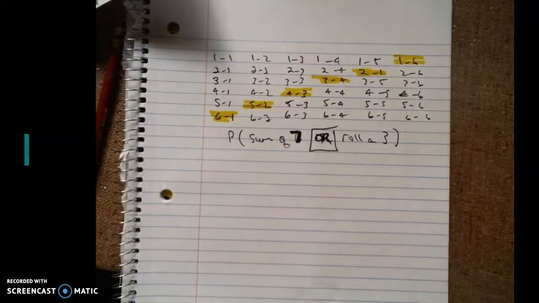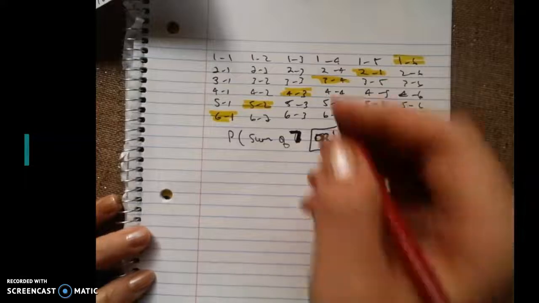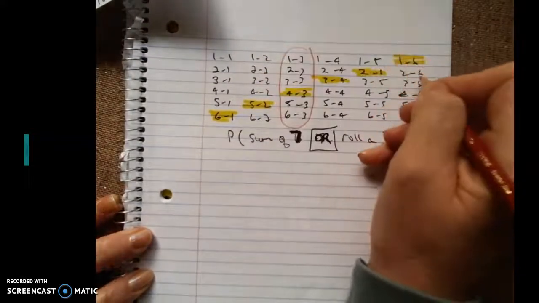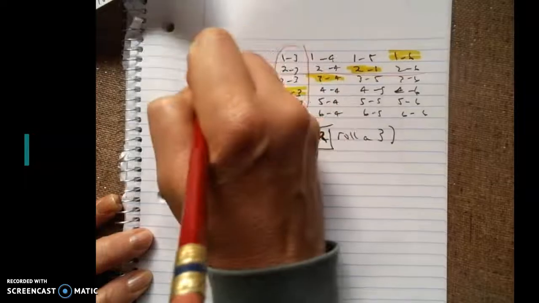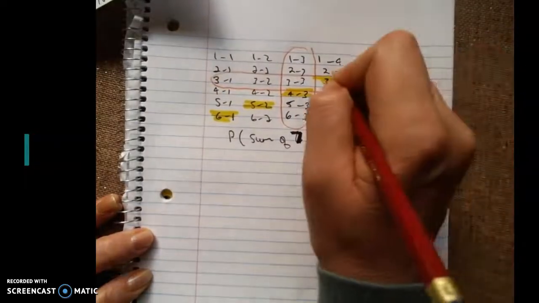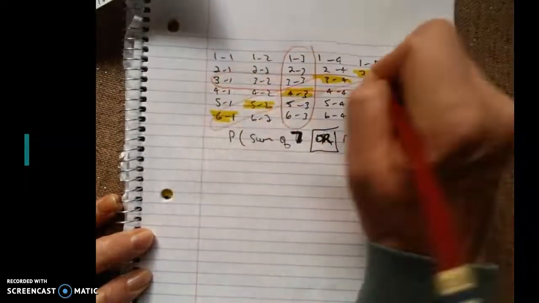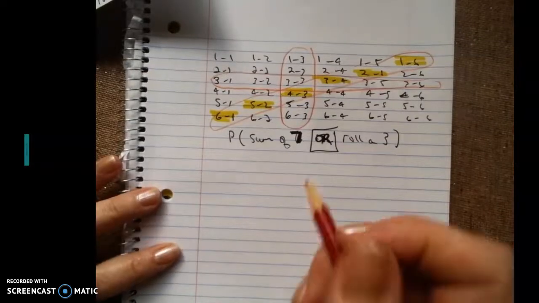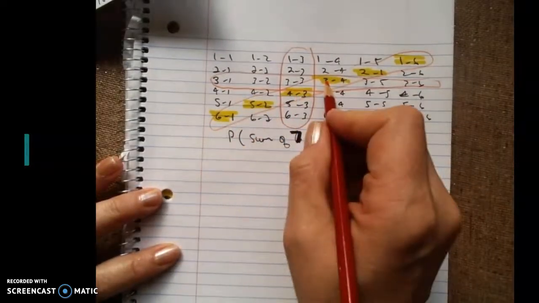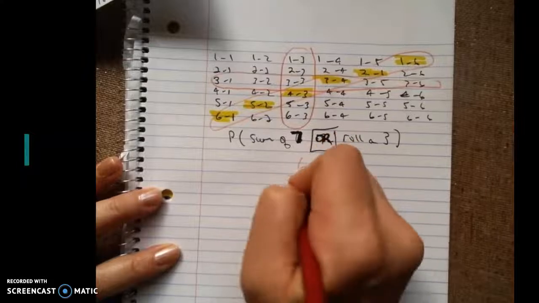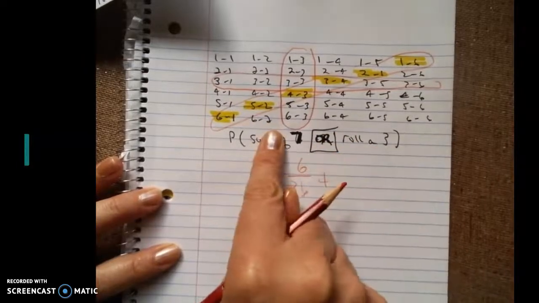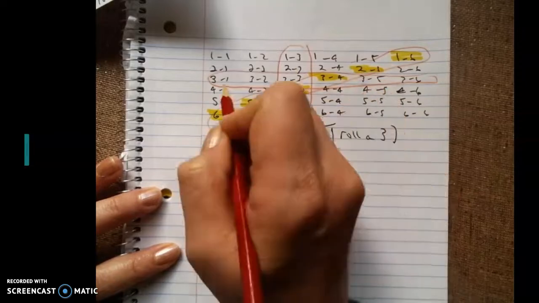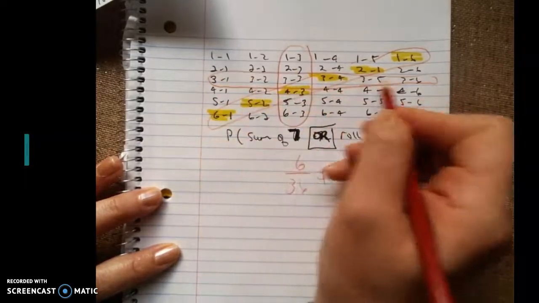But the problem is I also want to know, or I roll a 3. Well, let's see, I roll a 3 here, and I roll a 3 here. And also my 7s are this diagonal. So if I just add up the numbers, I'm going to be double counting too many things. If I add up 1, 2, 3, 4, 5, 6, 6 out of 36 are these guys. Rolling a 3 is 1, 2, 3, 4, 5, 6, 7, 8, 9, 10, 11, 12.